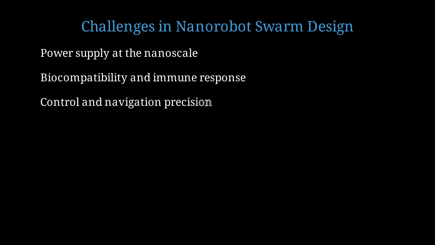Precise navigation in complex 3D biological environments is difficult. Blood flow, tissue barriers, and Brownian motion all introduce uncertainty. Robust feedback control and swarm redundancy are essential.